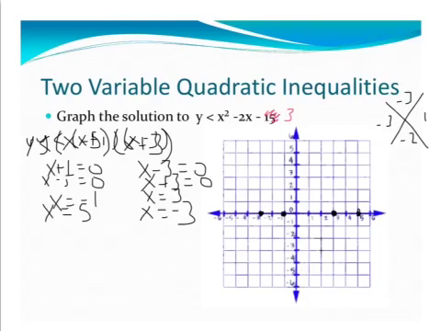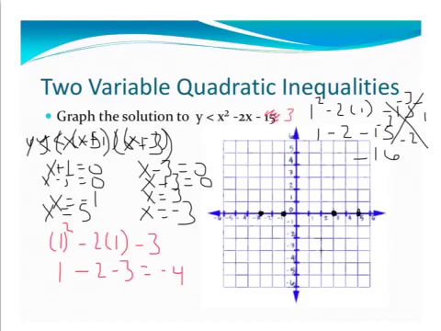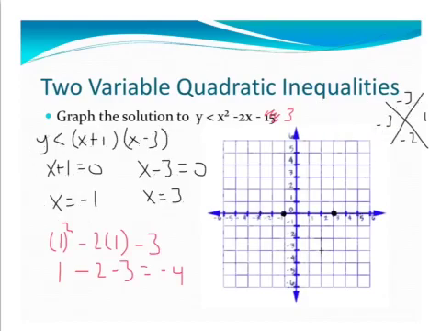So when I do that, I have 1 squared minus 2 times 1 minus 3. I'm going to get 1 minus 2 minus 3. So 1 minus 2 is negative 1, minus 3 equals negative 4. So my vertex is at 1, negative 4. And there we go. So those are my 3 points, and I can graph it.